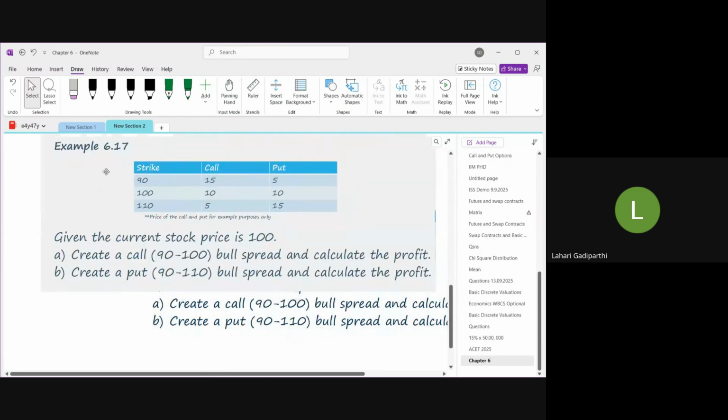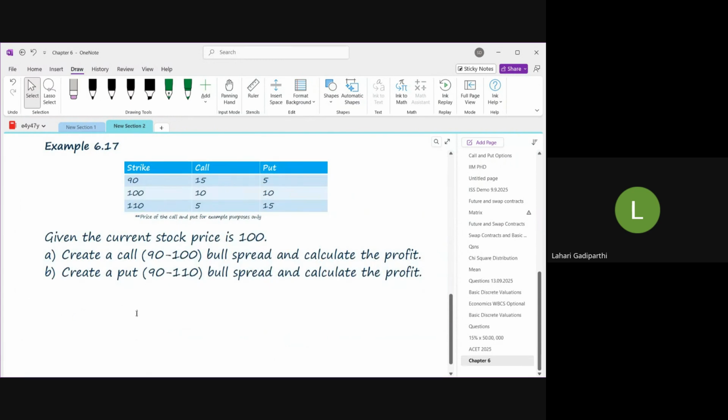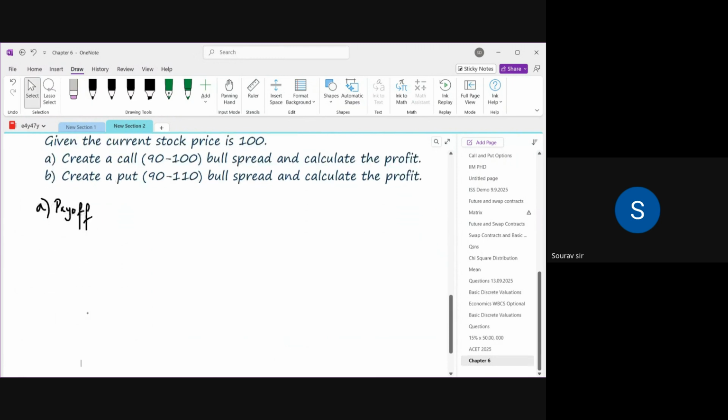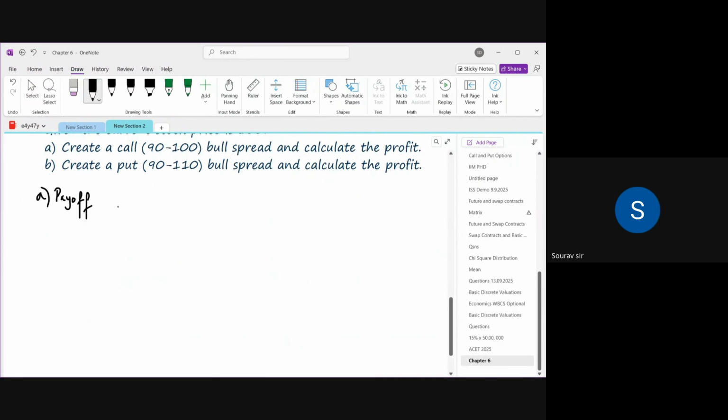We have to calculate the payoffs first, right? Buy call at strike 90 and sell call at strike 100. So net cost will be 15 minus 10, so that is 5 net cost outflow. For the A, the payoff will be, if ST is less than or equal to 90, then both expire worthless. Loss, minus 5.